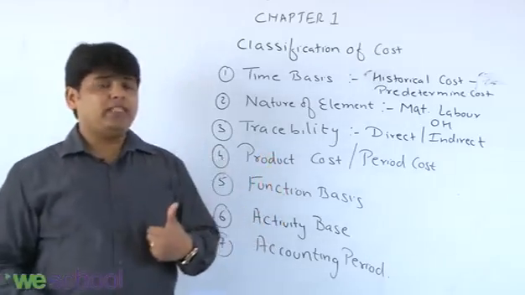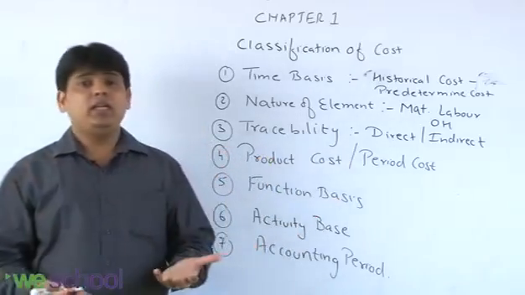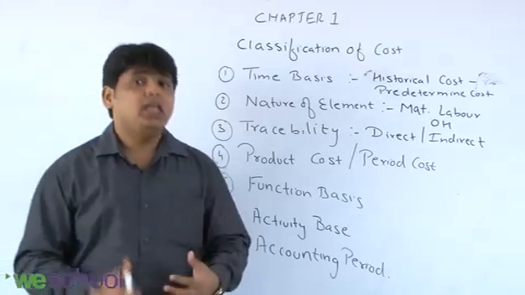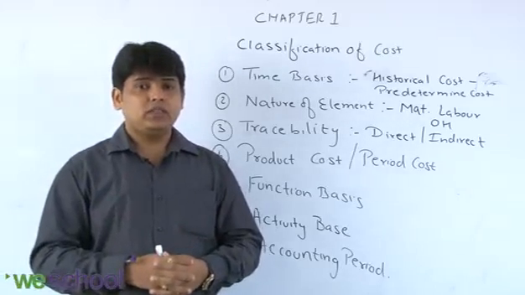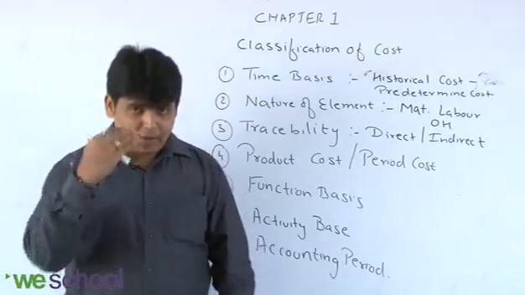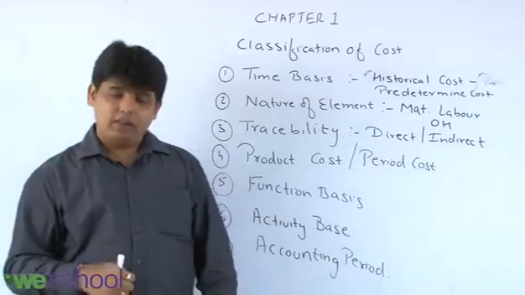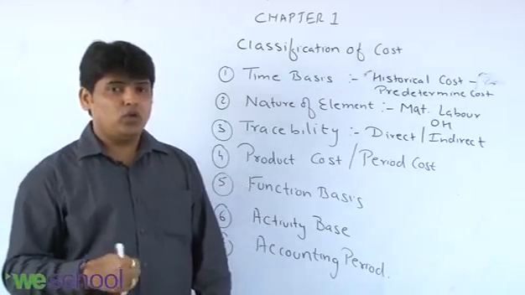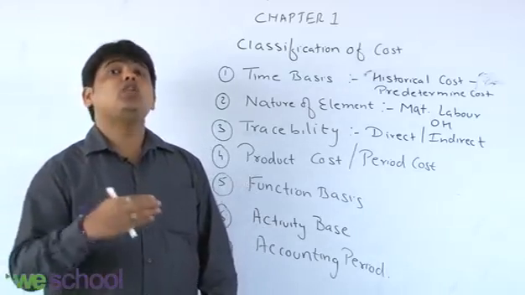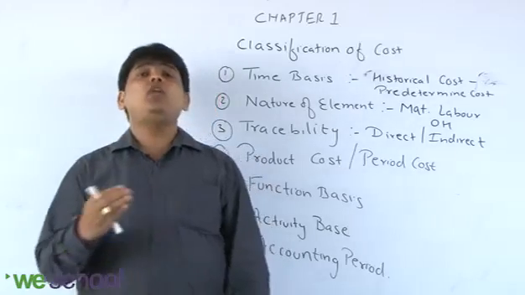Now I will give you one more example. Rent of the office where you are operating. Suppose rent is 10,000. Can I say that for one shirt rent is 10 rupees? Yes or no? Tell me. You tell the answer. Definitely no. You are saying no. Very good. For one shirt I can't say 10 rupees rent.